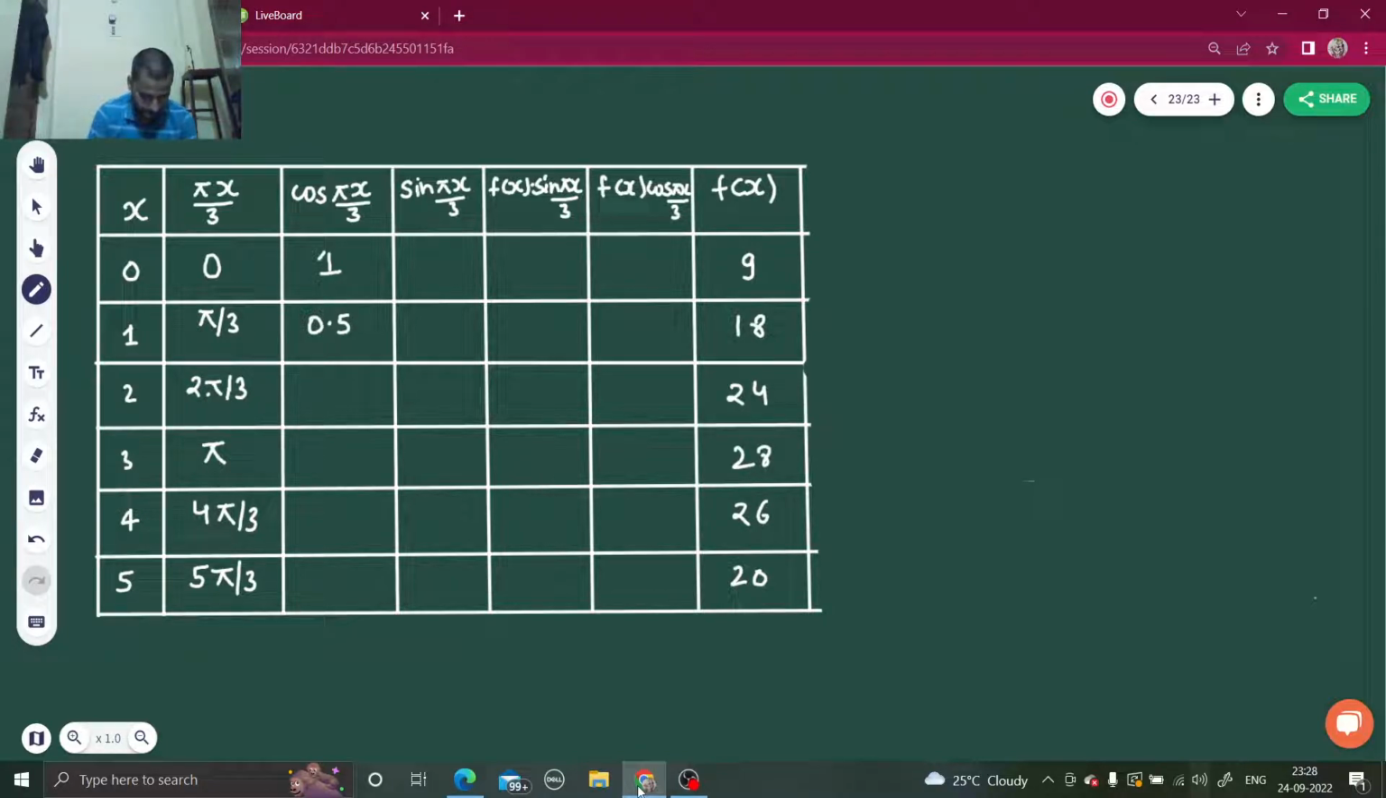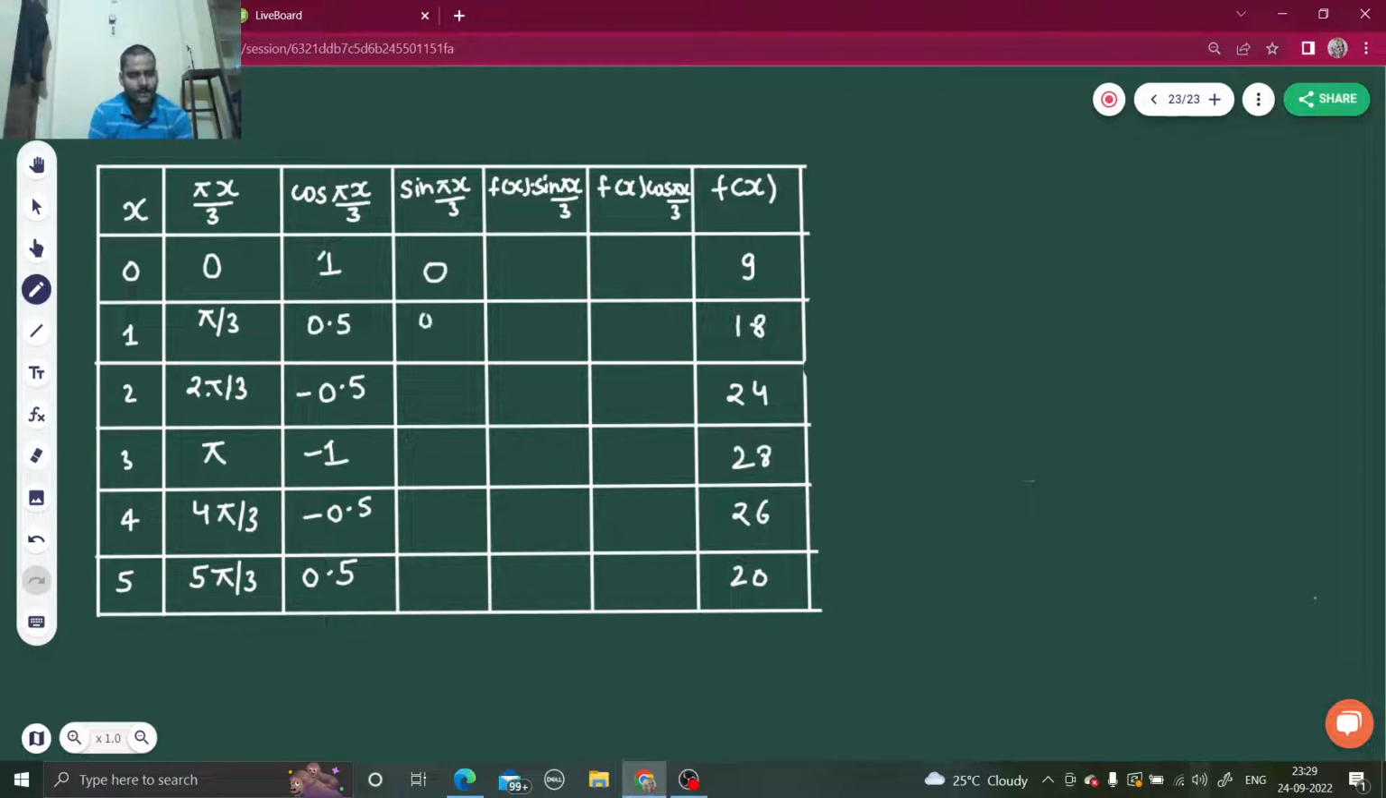So cos, you have to find pi x by 3. I have found that to be 0.5. Cos 2 pi by 3 came out to be minus 0.5. Cos pi is minus 1, we all know. Cos 4 pi by 3 came out to be minus 0.5, and cos 5 pi by 3 came out to be 0.5. Sine, if I consider, so sine 0 is 0.